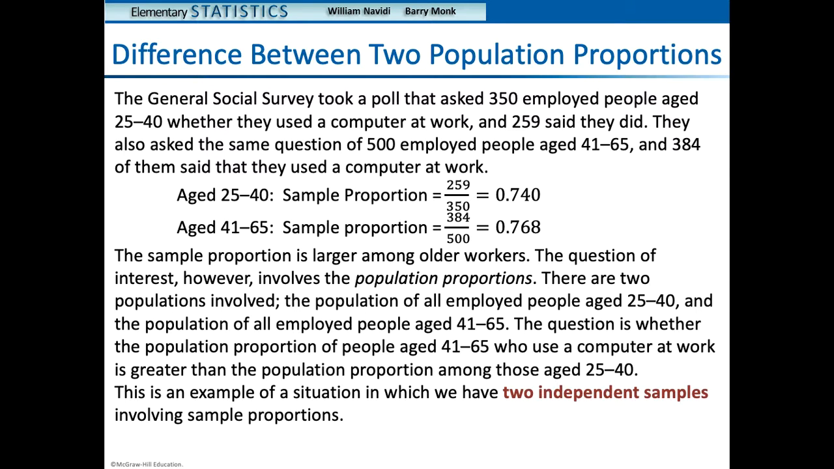The General Social Survey took a poll that asked 350 employed people aged 25 to 40 whether they used a computer at work, and 259 said they did. They also asked the same question of 500 employed people aged 41 to 65, and 384 of them said that they used a computer at work.